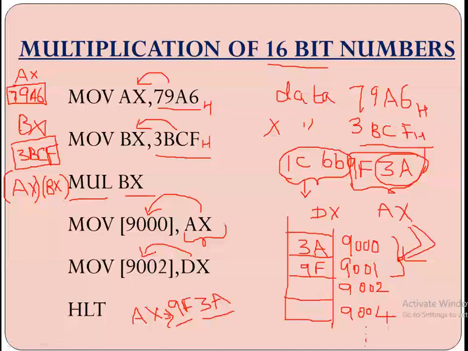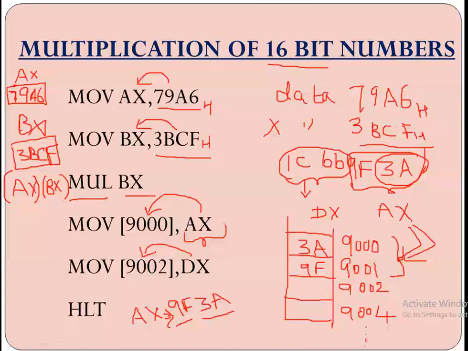One second. You can see here what your DX value is. DX value is 1C6B. Now, you know memory locations can store only 8-bit values, but DX is actually 16-bit. So how do you store it? First the lower byte you store in 9002. So first 6B will be stored in 9002 and 1C will be stored in 9003.